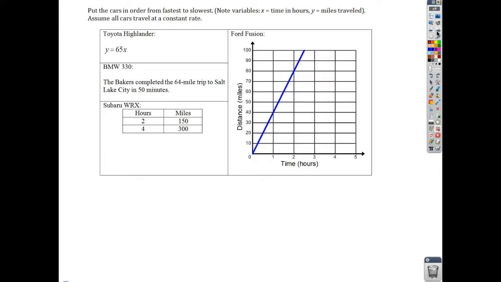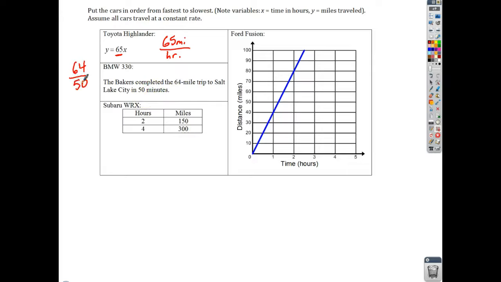Okay, so we're assuming miles per hour. This one, that's my unit rate. So I know this is 65 miles per hour. That's the Toyota Highlander. The BMW 330 is completing a 64-mile trip in 50 minutes.